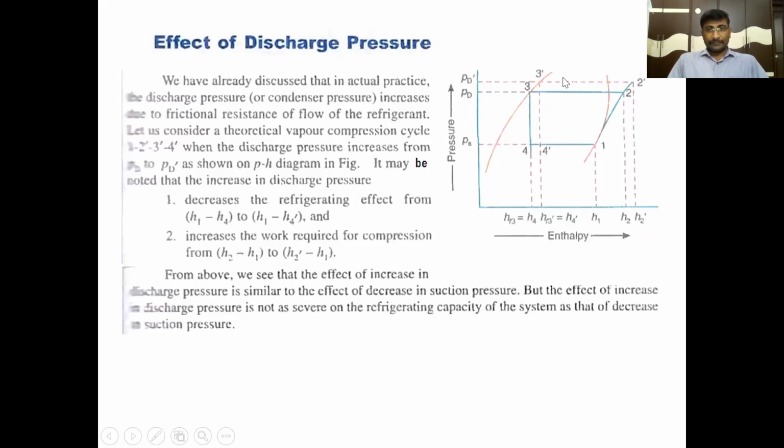So by increasing the condenser pressure, what about the refrigeration effect and the work input? Let us look. We have already discussed that in actual practice, the discharge pressure or condenser pressure also increases due to frictional resistance to the flow of refrigerant.